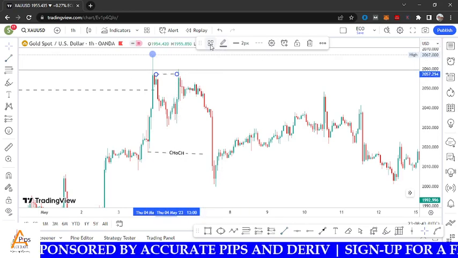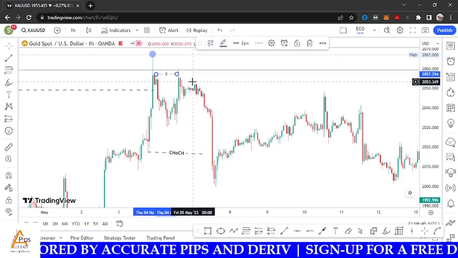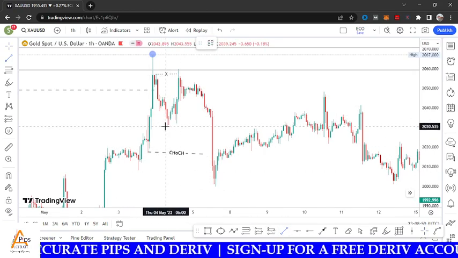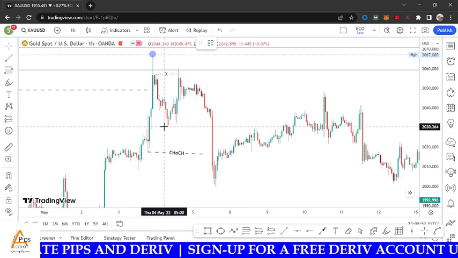Liquidity swipe above. Okay, liquidity taken below as well over here.